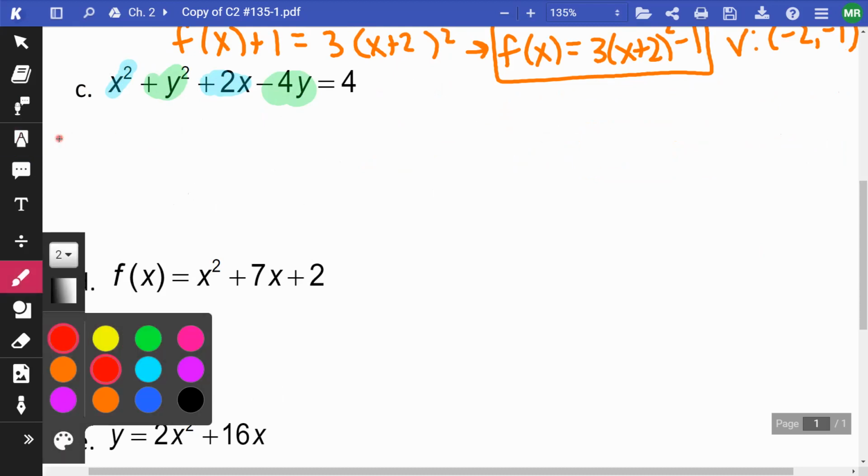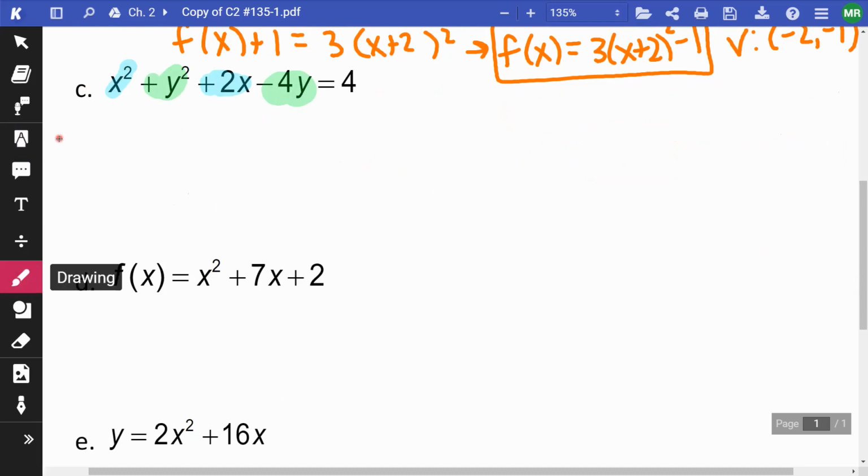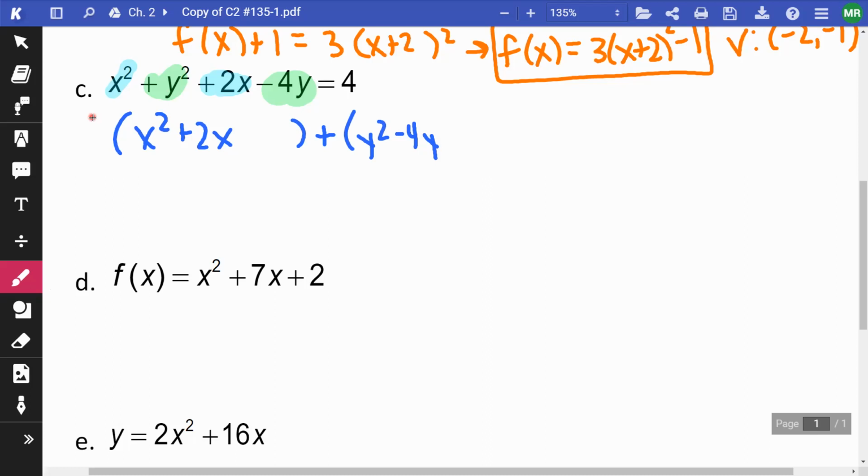And so I am going to write this as x squared plus 2x. I'm going to leave some space. And then it's a plus because there's a plus right here, and circles have to have a plus in between. And then I'm going to have y squared minus 4y. Let me make that look like a y. And one more time. And then is equal to 4.